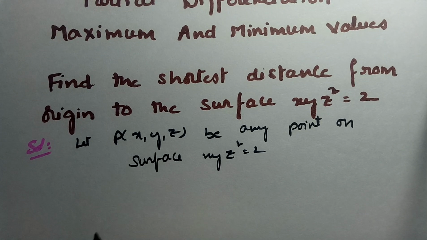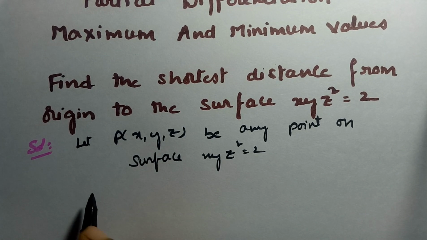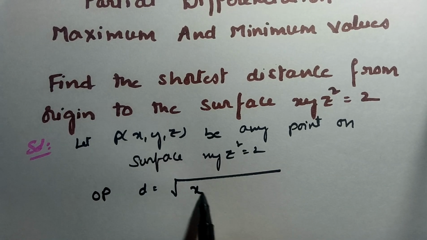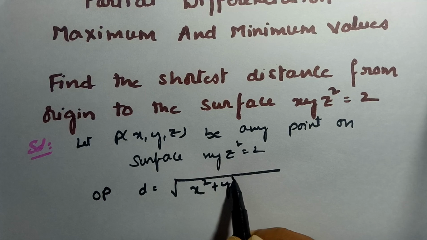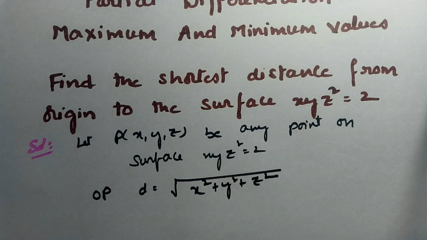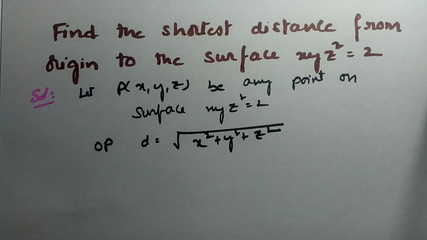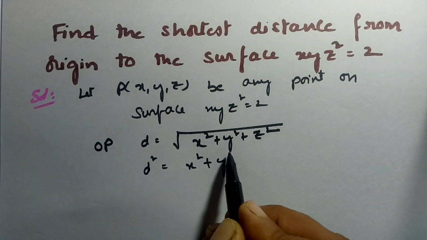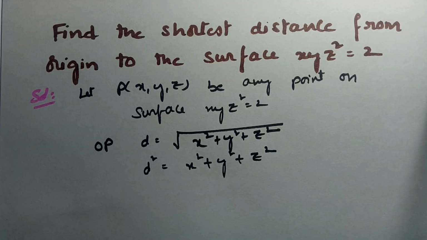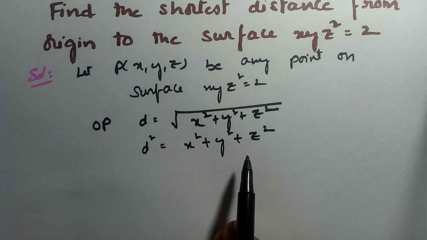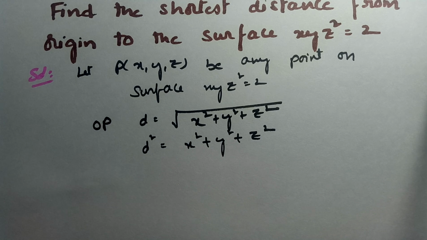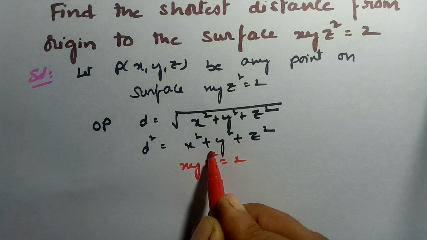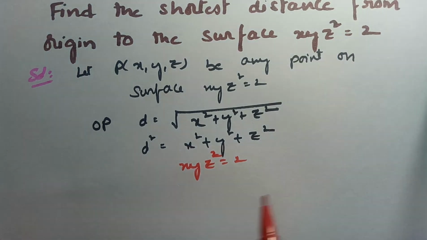Let OP be the distance from the origin to the point P, that will be the square root of x square plus y square plus z square. If you square both sides, then d square will be x square plus y square plus z square. We have the value of z square from the question: xyz square is equal to 2.